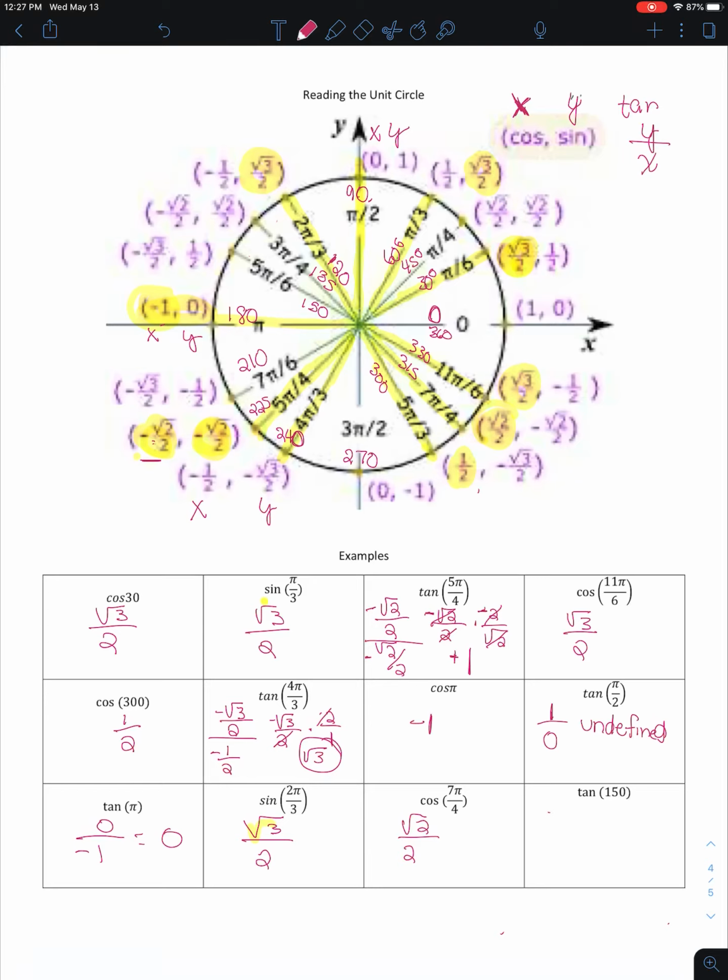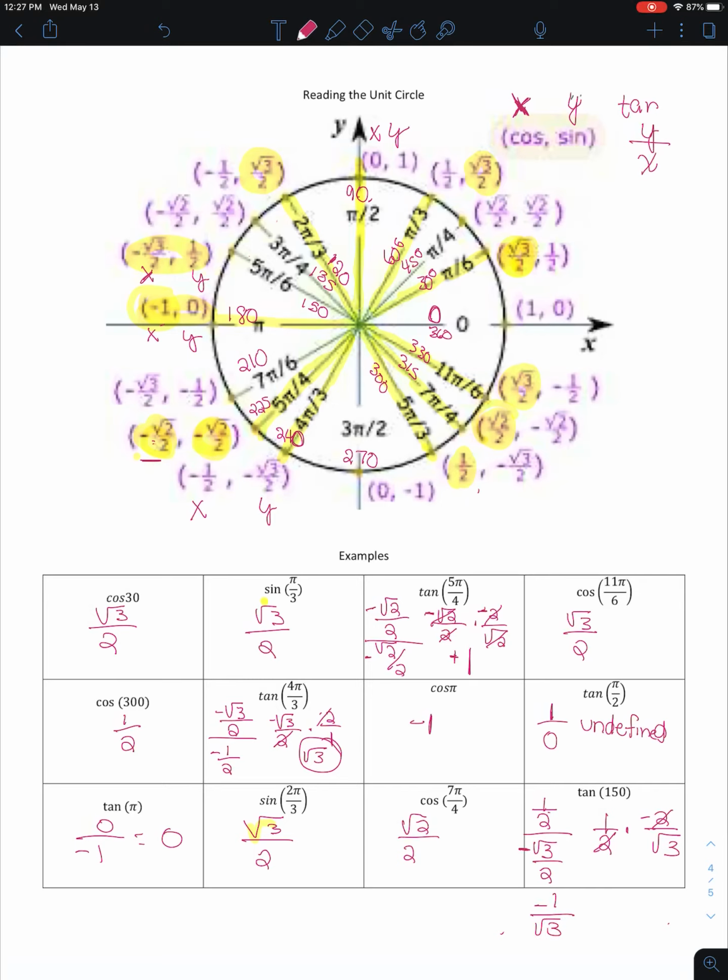And we're going to end with the tangent problem. Yay, don't you just love tan? All right, so tangent of 150 degrees, that would be here. And we're doing y over x. So I have 1/2 over negative radical 3 over 2. The x coordinate is negative. So this gives me 1/2 times negative 2 over radical 3. My 2's cancel each other out, so I'm left with negative 1 over radical 3.